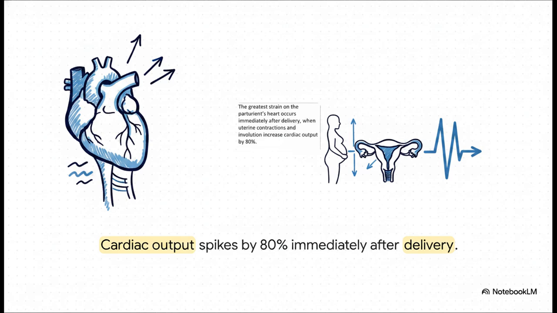You'd think the hardest work is over once the baby's actually out, right? But hemodynamically, the absolute greatest strain on the parturient's heart hits immediately after delivery. As the uterus contracts and involutes, it completely relieves that inferior vena cava compression, which violently spikes maternal cardiac output by up to 80% above third trimester values.